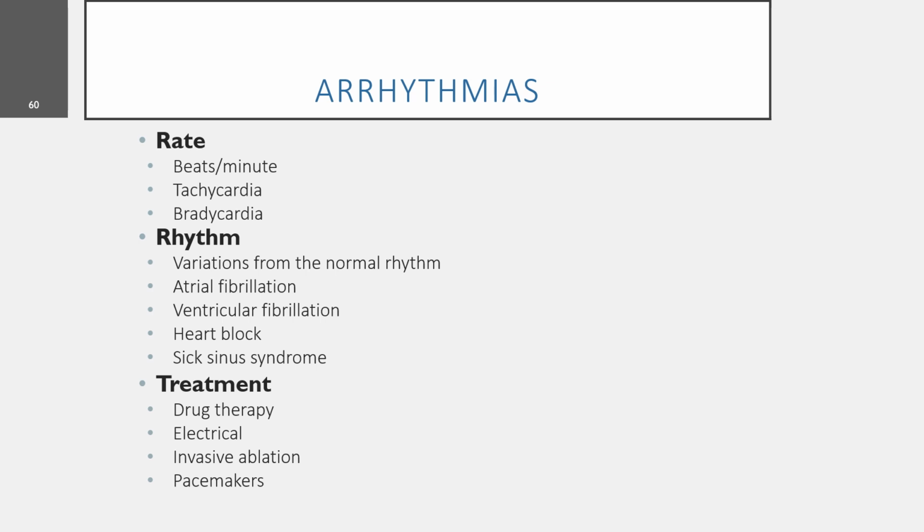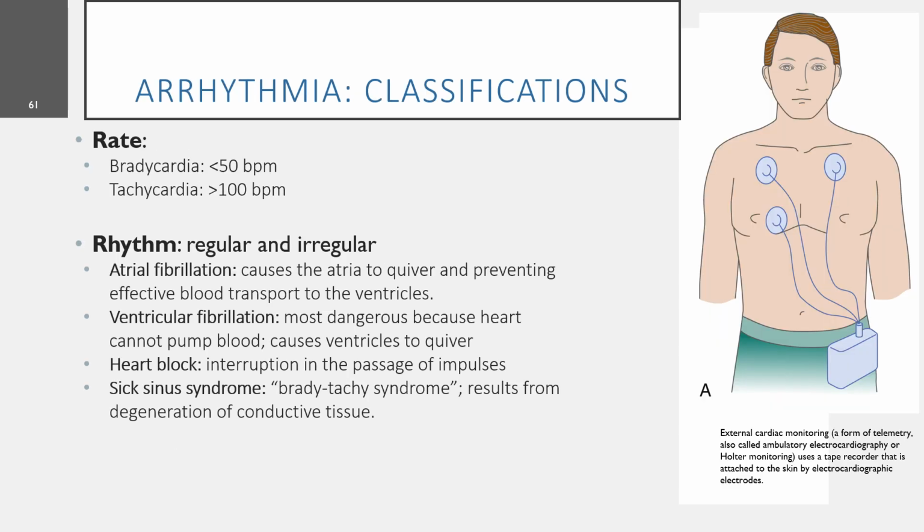Here is an overview of the different arrhythmias and treatments. Arrhythmia classifications. Atrial fibrillation is a rapid irregular atrial contraction. Symptoms include palpitations, chest pain, dyspnea, and dizziness. Treatment involves rate control through medications, rhythm restoration through electrical or pharmacological cardioversion, and stroke prevention through anticoagulants.